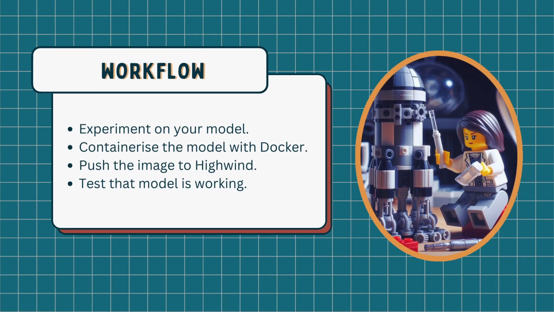To start deploying your models in Highwind, the general flow will be to experiment on the model, usually via Jupyter Notebooks, and then once you're happy with the model, we need to containerize the model with Docker. After that, push the image to Highwind, and then test the model by trying to get a response from it.